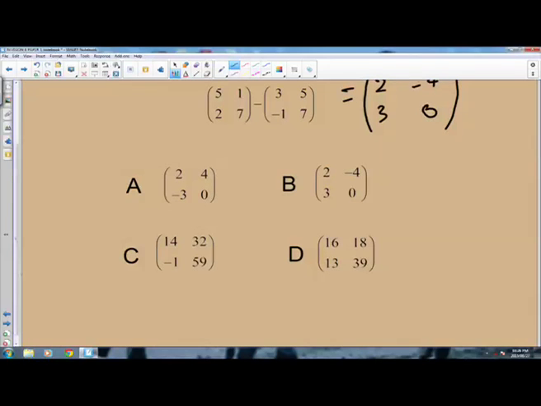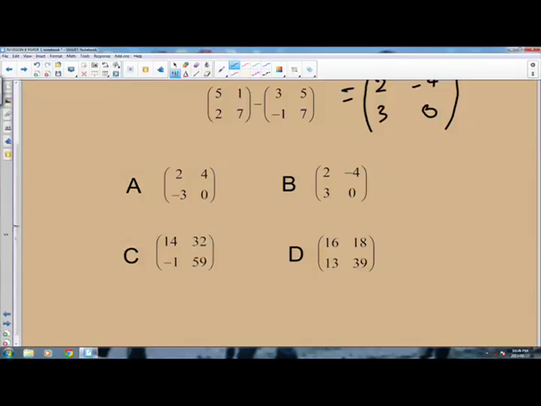The first alternative is 2, 4, minus 3, 0. And that's not what we got. C, 14, 32, negative 1, 59. This is also not the correct solution to this question. Then D, 16, 18, 13, and 39. This is also not the correct solution to these matrices.